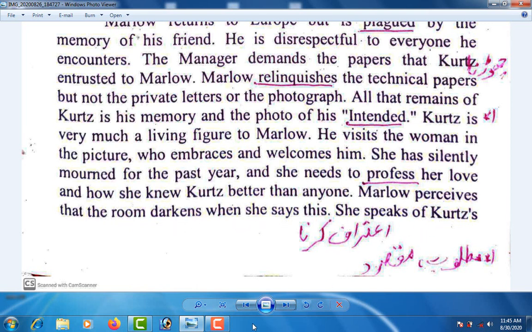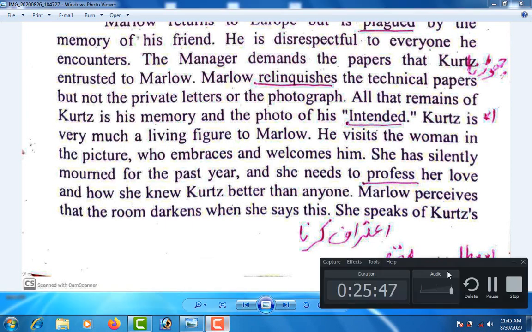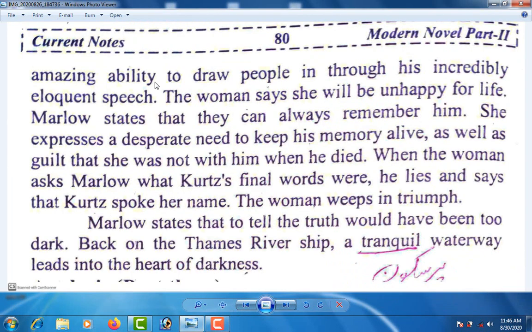She speaks of Kurtz's amazing ability to draw people in through his incredibly eloquent speech. The woman says she will be unhappy for life. Marlow states that they can always remember him. She expresses a desperate need to keep his memory alive, as well as guilt that she was not with him when he died.